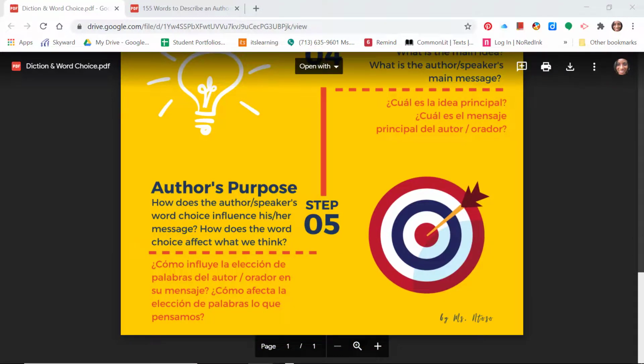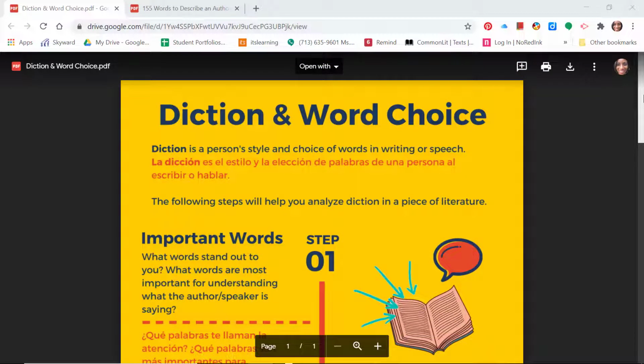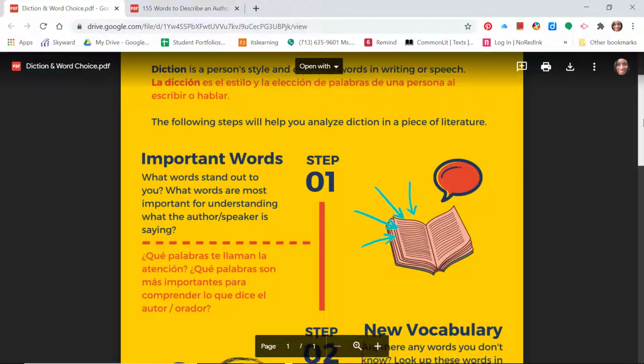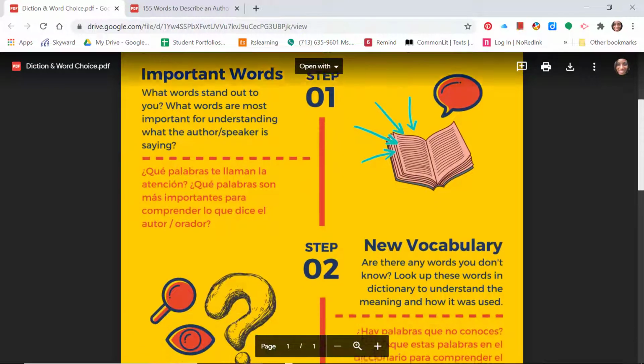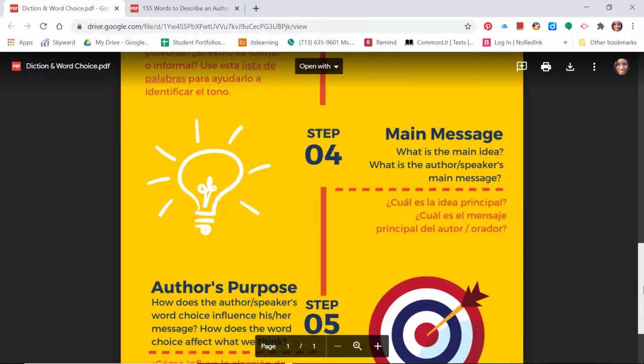The last step is to put it all together and explain the author's purpose. This is where you tie the message and word choice together and explain how the word choice influences the author's message. The words we use in our writing and speaking affect our message, and it affects our purpose. Being able to understand an author's word choice allows us to better understand the main message and the purpose of the piece.